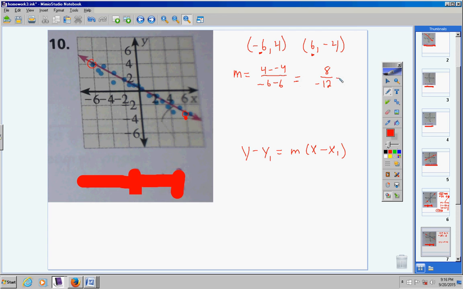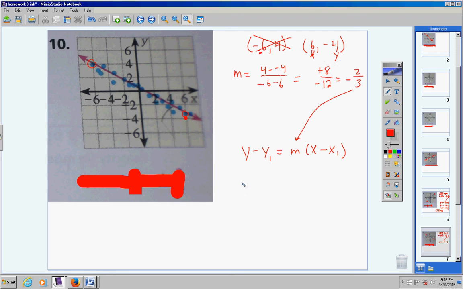Now a positive over a negative is negative. 4 goes into both those numbers, so negative 2/3. So that's going to go in for m down here. Now, I don't care which ordered pair you use. Cross one off and use the other. This is your x, this is your y.